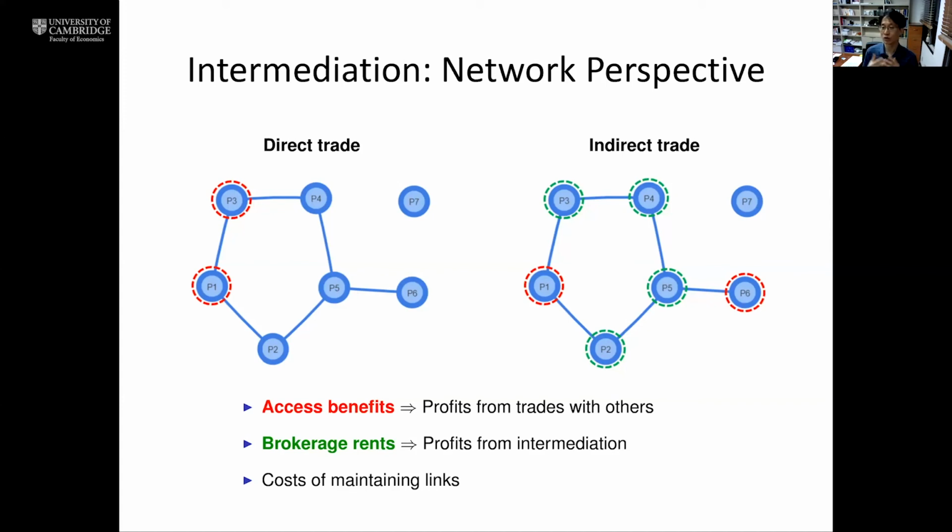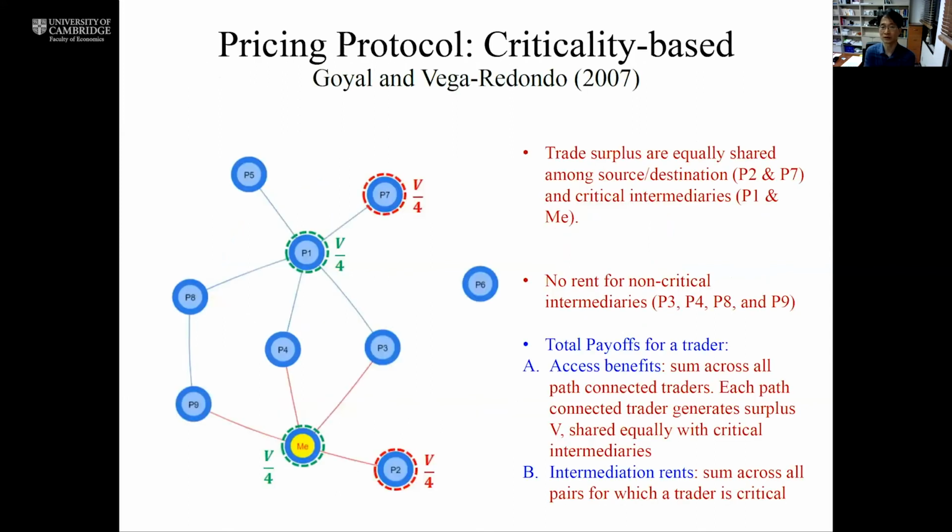Now we consider 2 different pricing protocols. The first one is criticality-based pricing, meaning that, thinking about player 7 and player 2 here in the figure, they want to make a trade, but there is no direct trade. So they have to go through intermediaries. But there are 3 different paths.